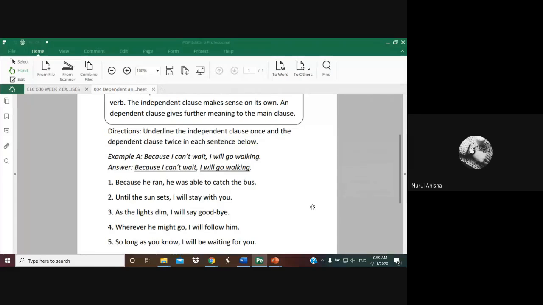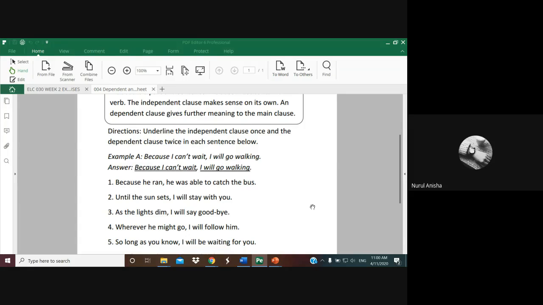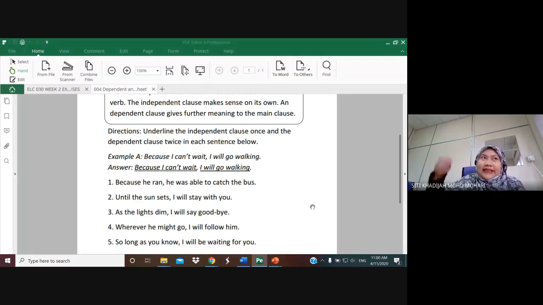Because he ran, he was able to catch the bus. Okay. Because he ran is independent, he was able to catch the bus is dependent. No, that is incorrect. It is the opposite. He was able to catch the bus is independent. Because he ran is dependent. Understand? Usually the conjunction is within the dependent clause.